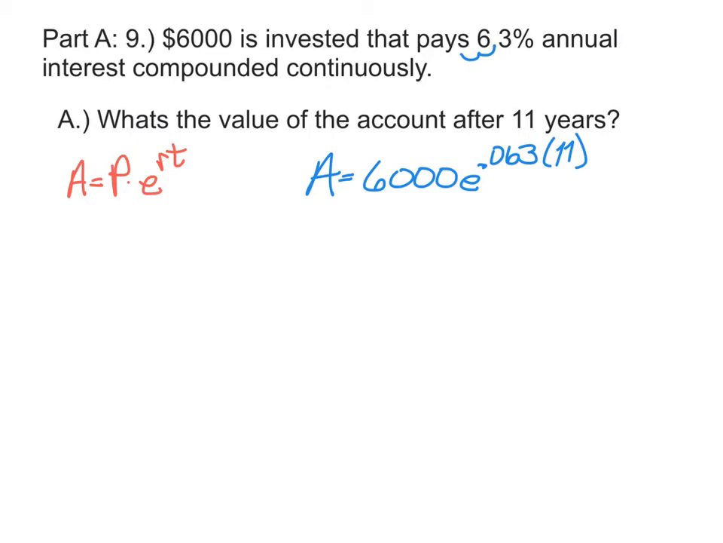Now that we have the expression all written out and we don't have any variables mixed in on the right side, this is just a matter of typing it into our calculator. And if you do that correctly, you should end up with $11,998.23.